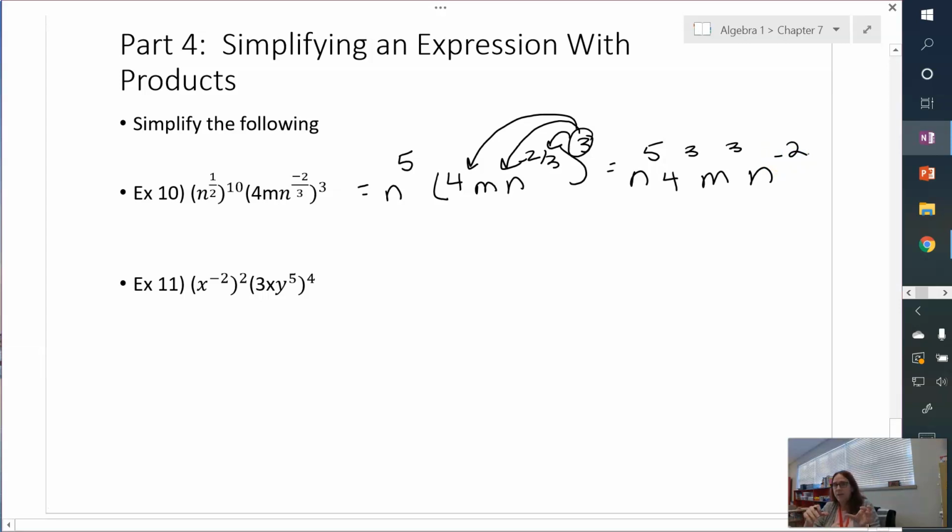And now take a look. I have n to the 5th and an n to the negative 2. They are being multiplied. So I can go ahead and just subtract those exponents. Sorry, add the exponents. So 5 added to a negative 2 gives me a 3. So my answer is going to be 4 cubed, m cubed, n cubed. Now please don't leave it this way.